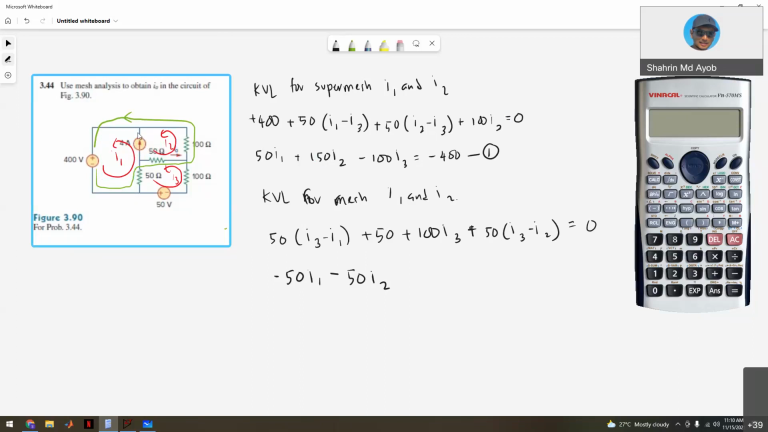Is that what you mean? Oh, Doctor, I forgot. I understood now. Yeah, because this current source is shared by two mesh currents, so we cannot simply take I2 equal to 4 or I2 equal to negative 4, unless the current source is not shared with another mesh current, then you can say like that. Yeah, Doctor, I got confused.